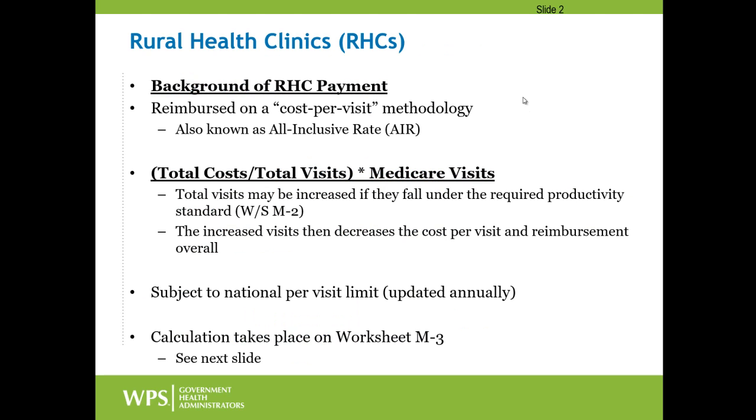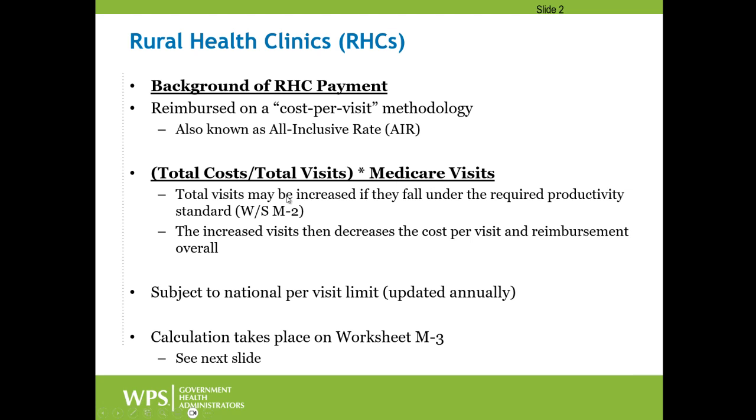When we talk about the rural health clinics or the RHCs, first of all, we have to understand that the original payment for these facilities was reimbursed on a cost per visit methodology. We're going to see that down below. That's sometimes referred to as the all-inclusive rate. For this cost per visit, you would take the total costs divided by the total visits from the cost report. Both of them are from the cost report. That gives you a rate that would then be multiplied by the Medicare visits.